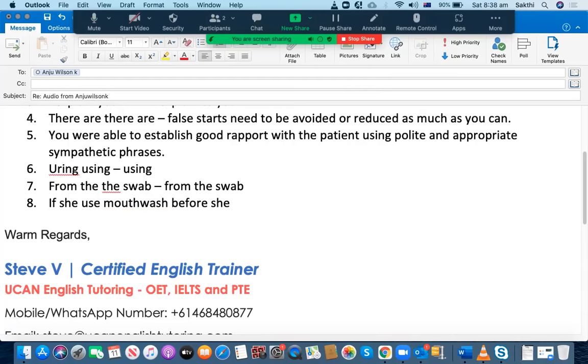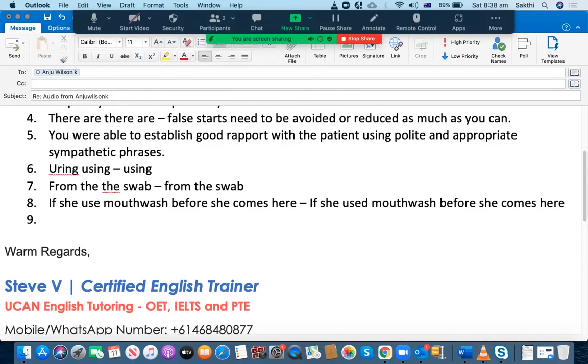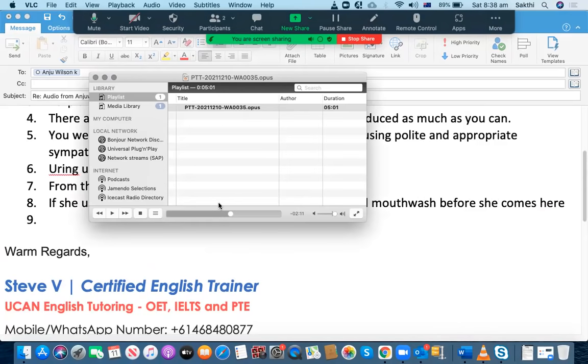What mistake is this? Because it is in the past tense. Now, have you got a clue? What you should have done? Before she came. Before she comes here, that's all right, but it should be, if she used mouthwash. She used, so it's going to be the past verb. That's going to be the more appropriate one. Using the verbs in the right tenses is a critical thing under grammar. You can't deny that. If you commit many issues in relation to the use of appropriate tenses, that's going to damage your score. But it's not so frequent, so I'm happy with that.